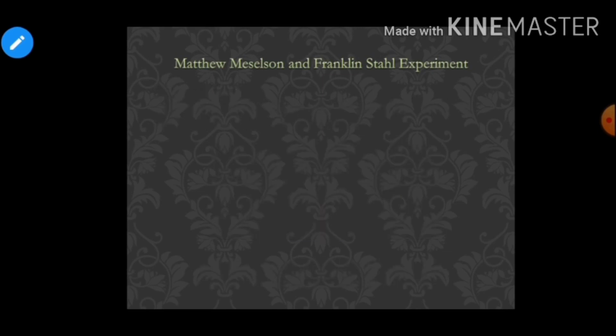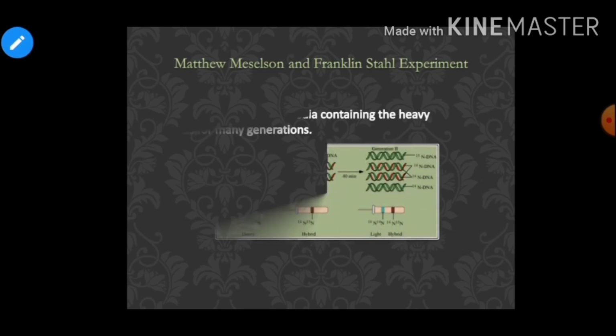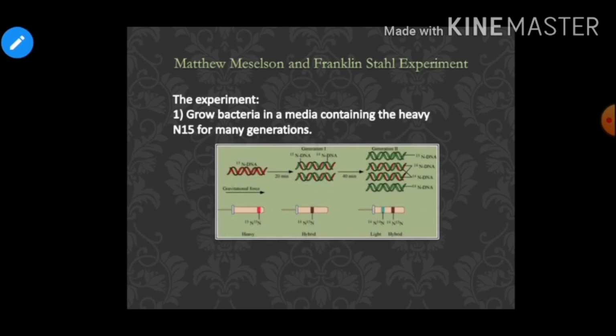So they allow E. coli to be grown in medium N15 for several generations. When we say several generations, it is like you start from the parental generation, then you have F1 generation, then F2 generation, and the process continues for several generations with N15 medium. So what happened? All the E. coli being produced in this medium will have DNA with N15.